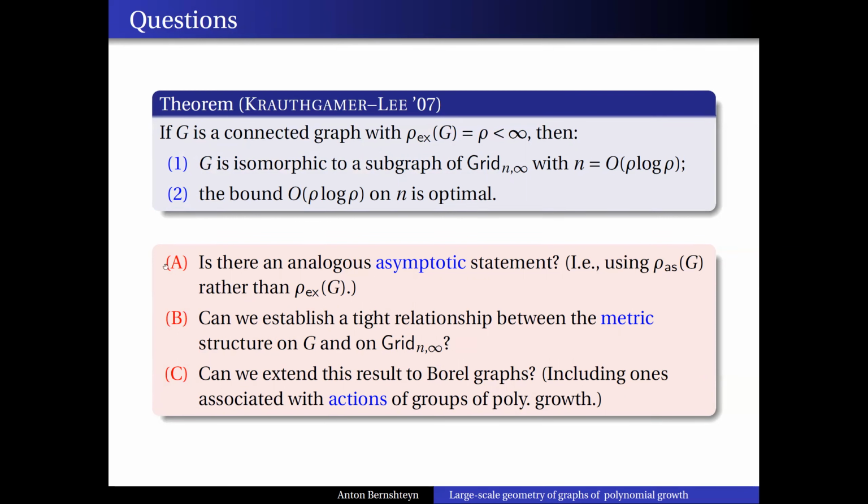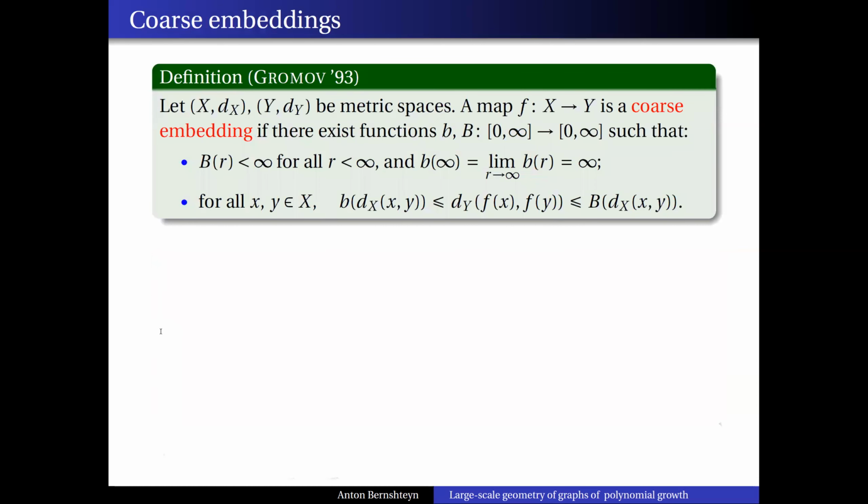Okay, so let me make these first two bullet points precise, A and B. A nice notion to look at is the notion of a coarse embedding. This is a definition due to Gromov, and it works for any two metric spaces, X and Y. A mapping from X to Y is a coarse embedding if, essentially, the distance between the images of two points is controlled in some very loose way by the distance between the points themselves. To make this precise, we have these two functions, which I'm denoting lowercase b and capital B, a lower bound and an upper bound on the distance between the images of two points.